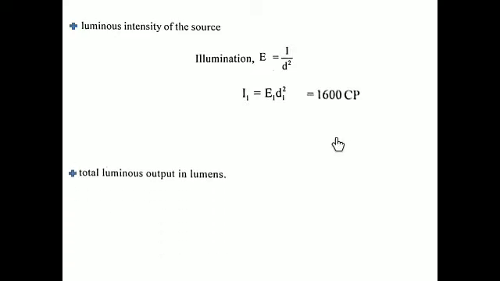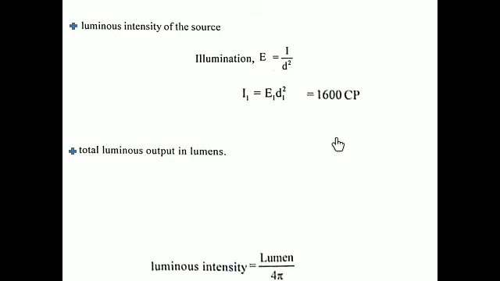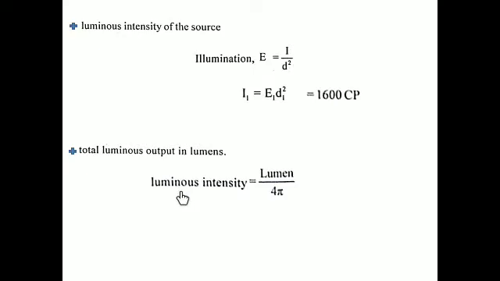Then the third case, you need to find the total luminous output in lumens. For this case, we have a formula here. It is nothing but luminous intensity is equal to lumen divided by 4 pi. Rewrite this equation: total lumens is equal to 4 pi into this luminous intensity, which has to be rewritten in this scenario as MSCP. It is nothing but mean spherical candle power.